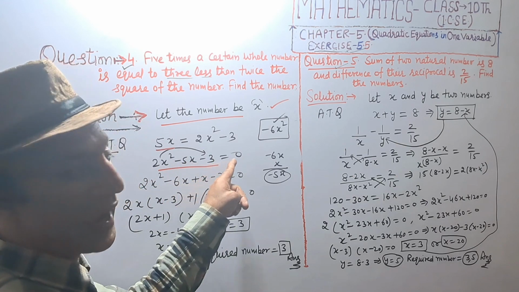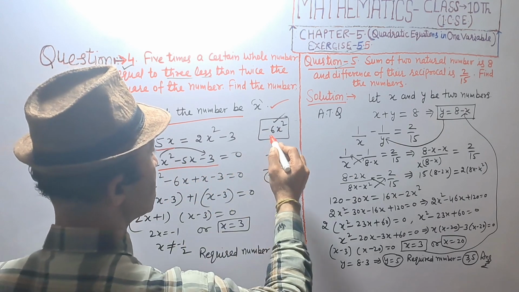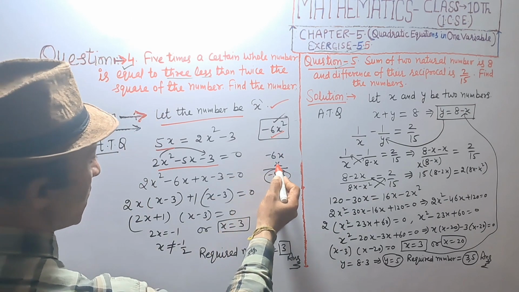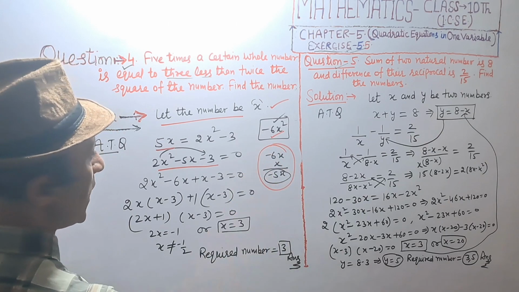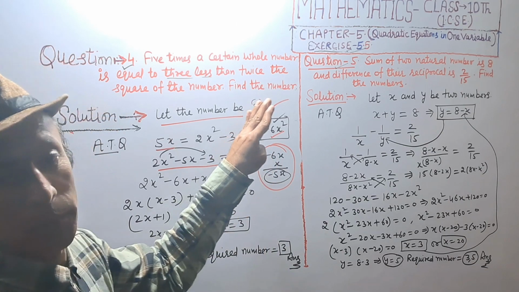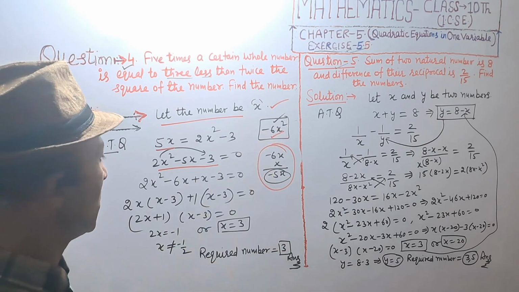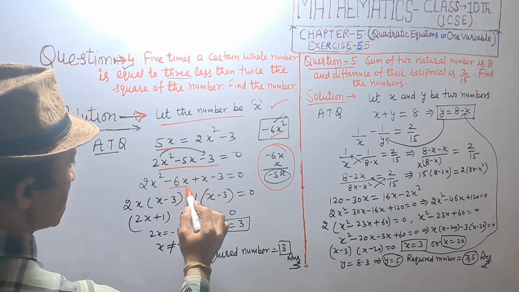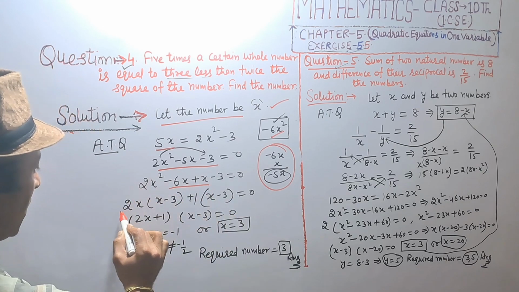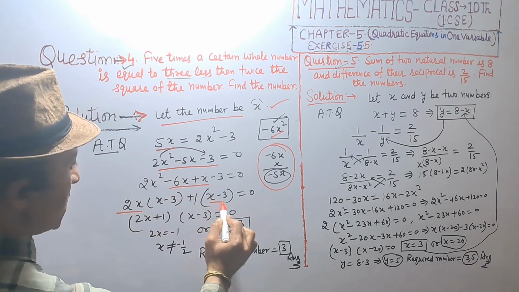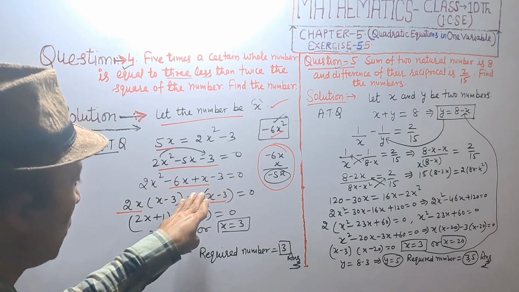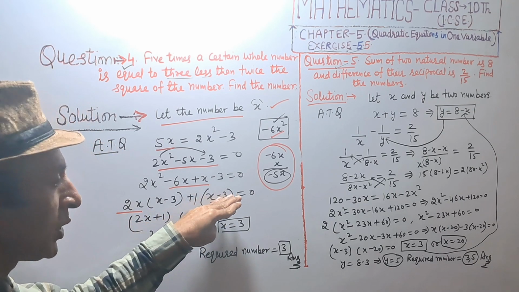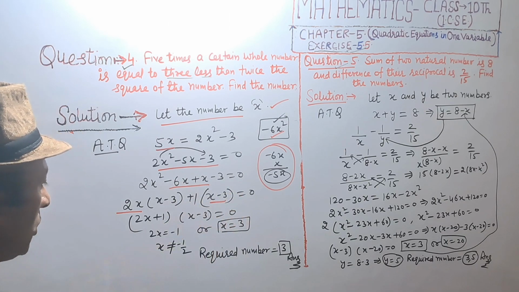Product of first and last is -6x². We are taking two numbers, that is -6x and +1x. Their sum is -5x and product will be -6x². So we are splitting -5x = -6x + x, and we are taking common 2x in the bracket (x - 3). In the bracket (x - 3), 1 is common. So one factor is 2x + 1, the other is x - 3 = 0.